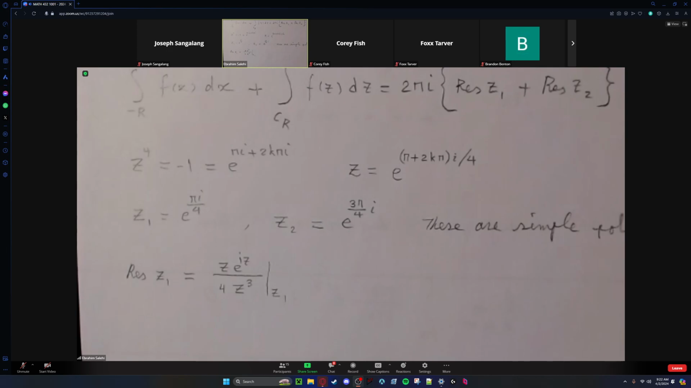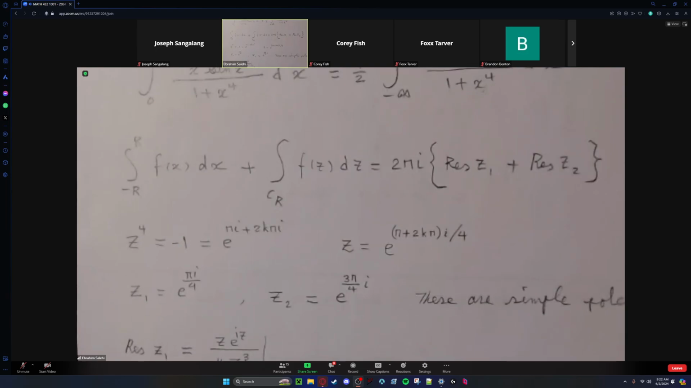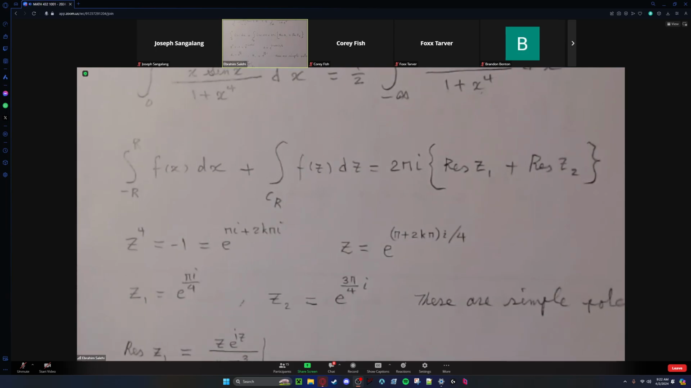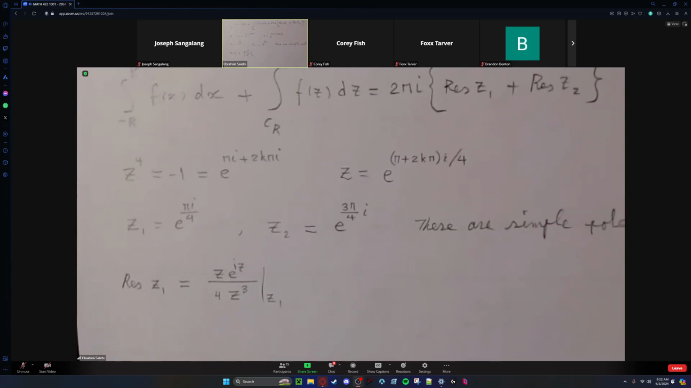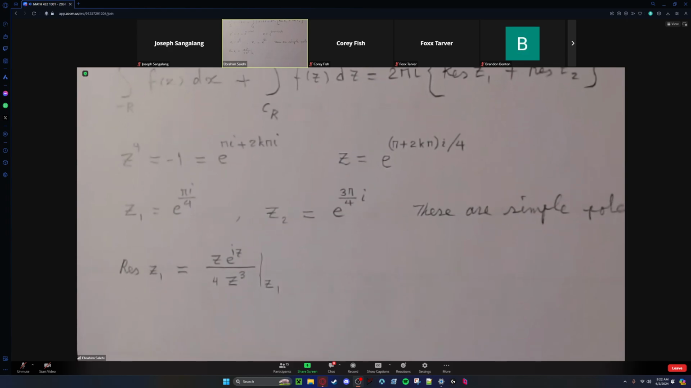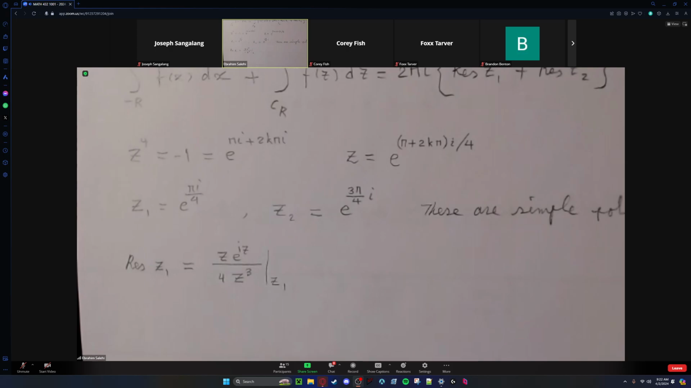That's good. We know how to compute this one, all right? I'm not going to go through all the computation. Same thing.